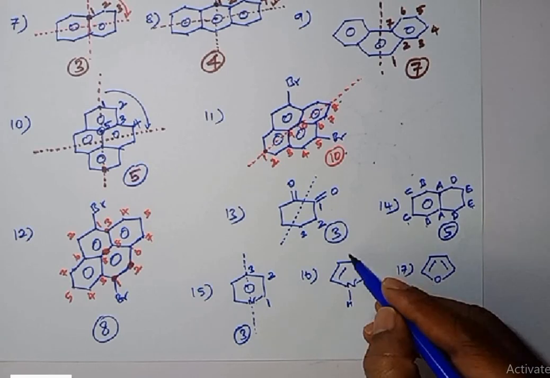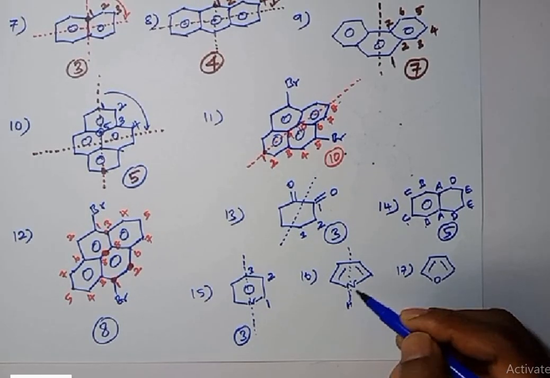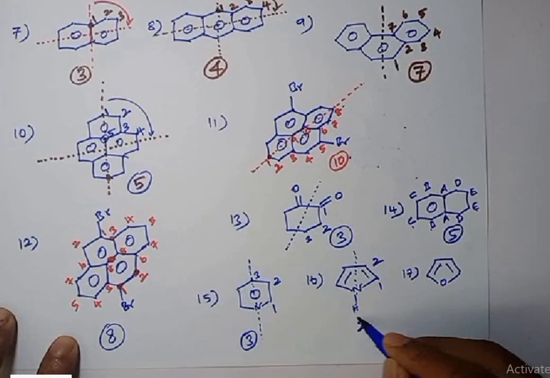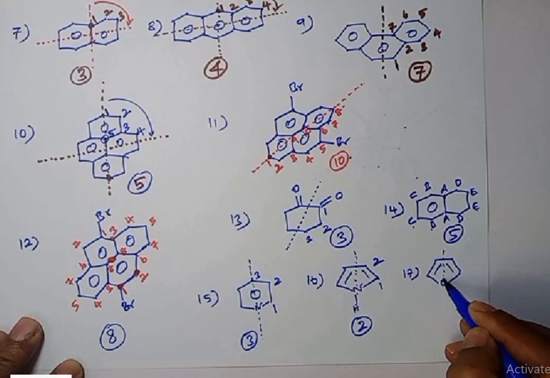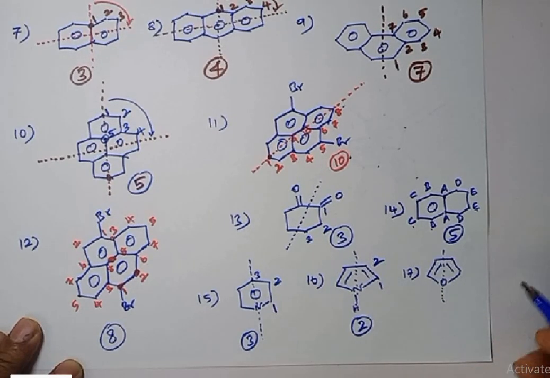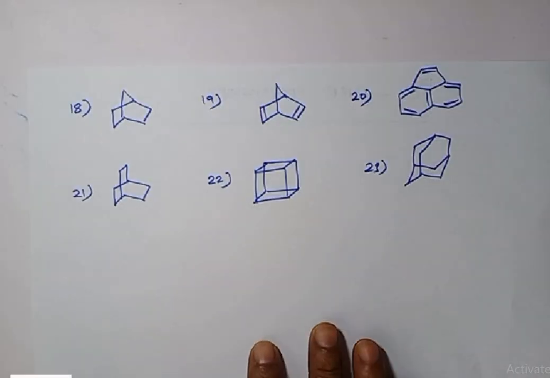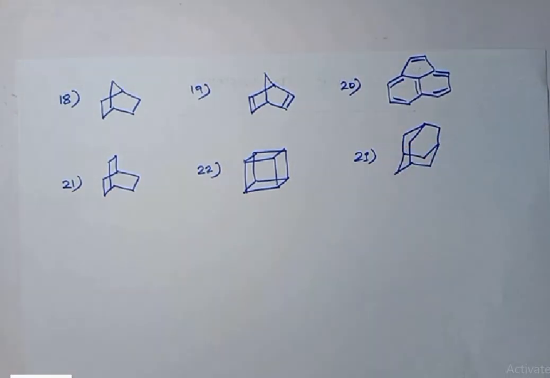Then pyrrole. Yes, in pyrrole, if I keep a plane here, we can divide this molecule into 2 equal halves. And we have 2 different carbons. So, this will give 2 signals in the C13 NMR. Similarly, furan also will give 2 signals in the C13 NMR. Just count the number of signals that we will get in the C13 NMR of these compounds.